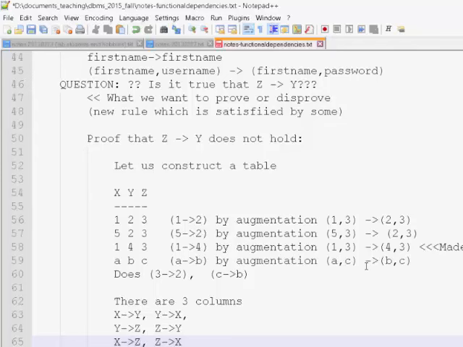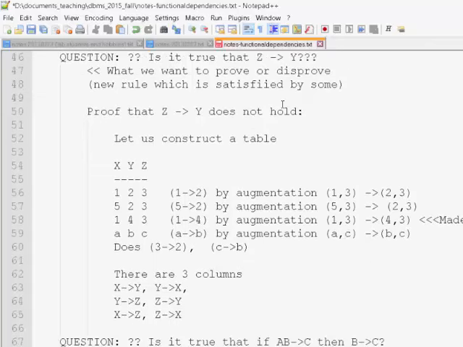So the question now becomes, given these rules, which ones can I say are true or false? The question specifically asks about Z to Y, but we can still analyze and see, are these holding? X to Y, it's not going to hold because I have 1 to 2, but in another case I have 1 to 4. So that one is out. Next one is Y to X. Y to X, I have 2 to 1 and 2 to 5. So this is nope.